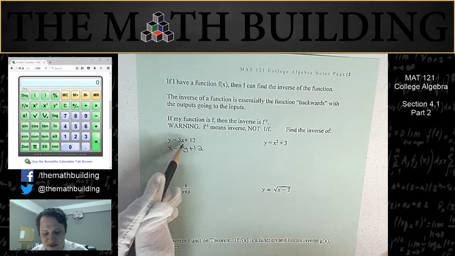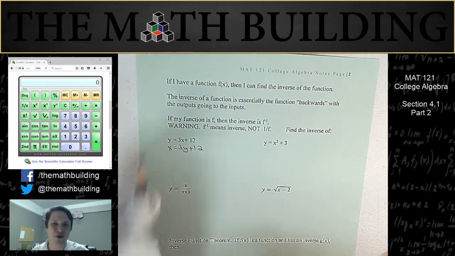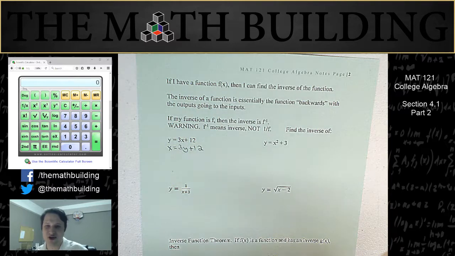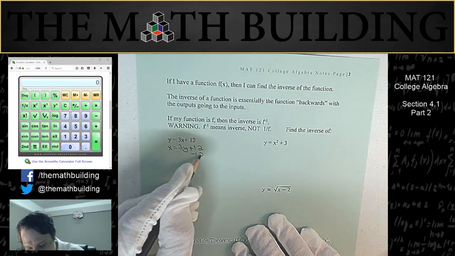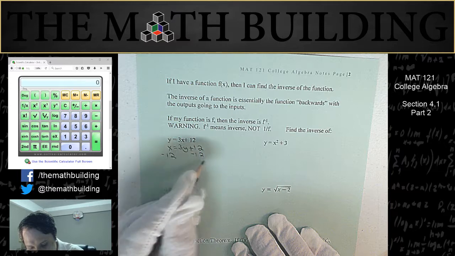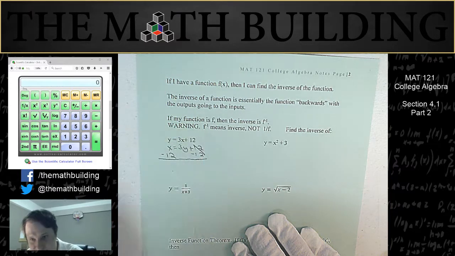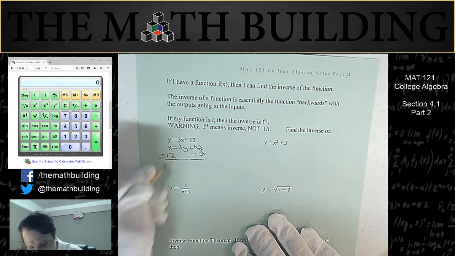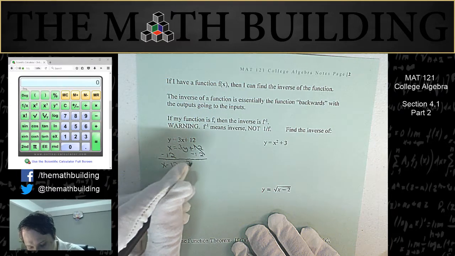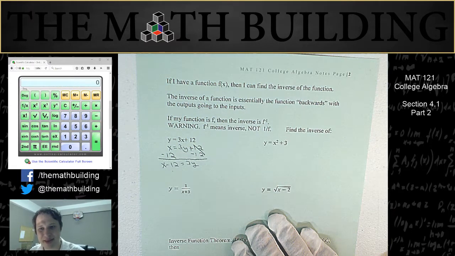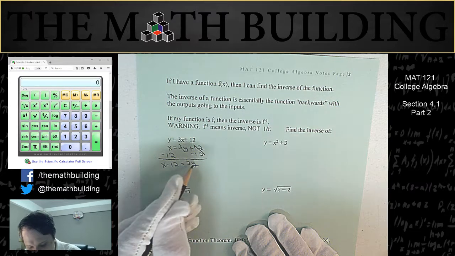Now, why does it make sense that we flipped x and y? Remember, we're trying to find the inverse of the function, which is like the function backwards, where we take outputs and get to inputs instead of the other way around. So let's solve this for y. Start by taking off 12 on both sides. That's going to give us x minus 12 is equal to 3y. And then finally, you divide by 3.